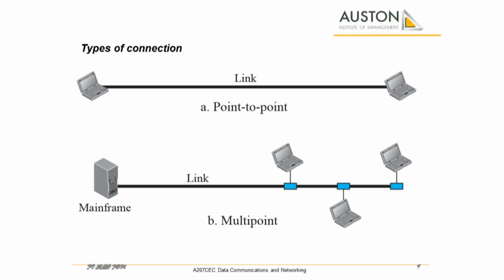A network must be able to meet a certain number of criteria. The most important of these are performance, reliability, and security. Before discussing networks, we need to define some network attributes. Let's have a quick look at some of the common types of networks.